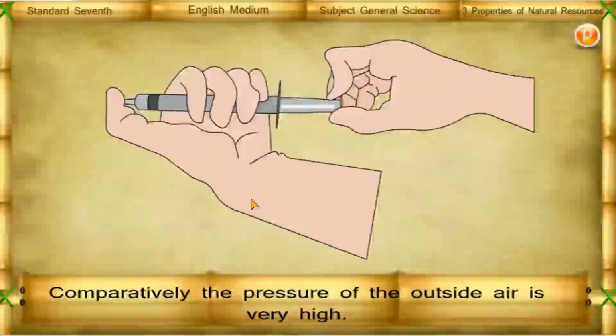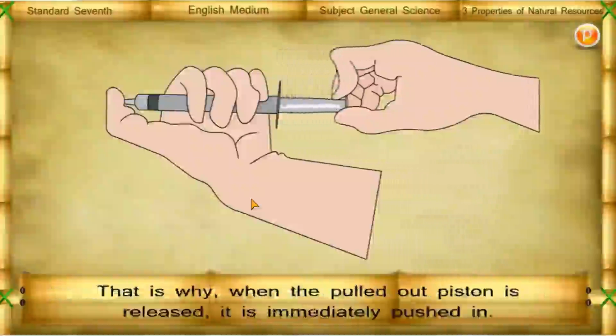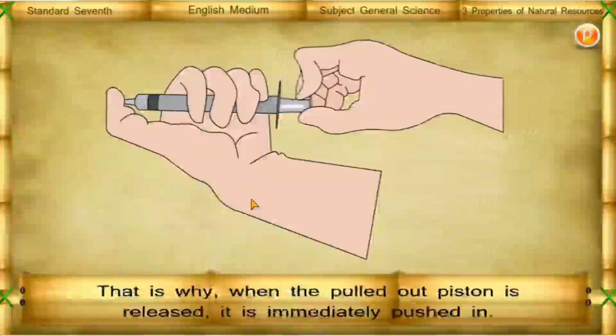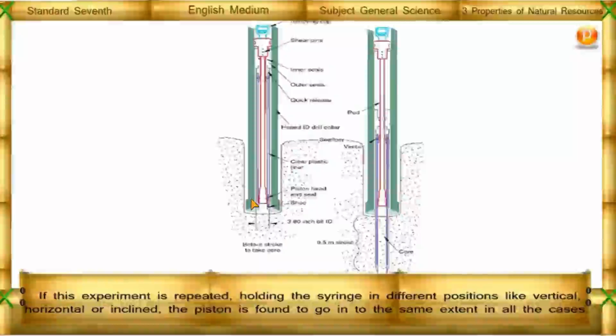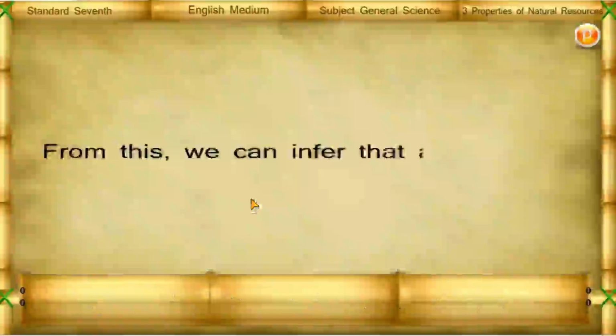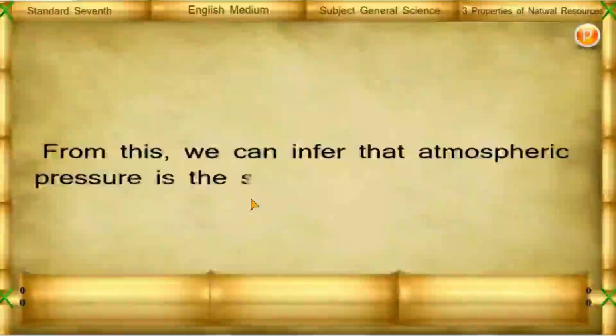Comparatively, the pressure of the outside air is very high. That is why, when the pulled out piston is released, it is immediately pushed in. If this experiment is repeated, holding the syringe in different positions, like vertical, horizontal, or inclined, the piston is found to go in to the same extent in all the cases. From this, we can infer that atmospheric pressure is the same in all directions.